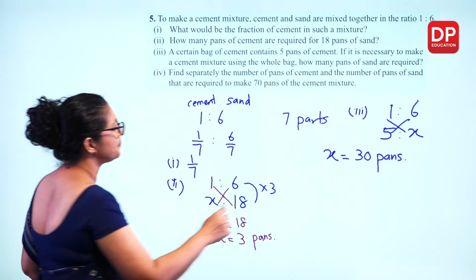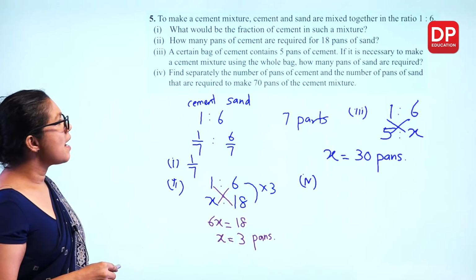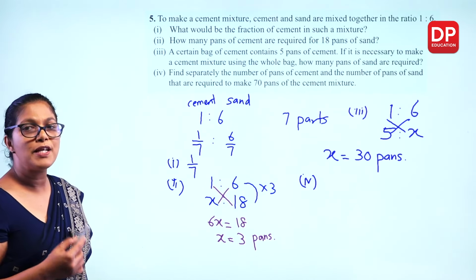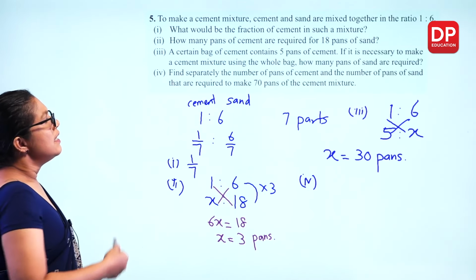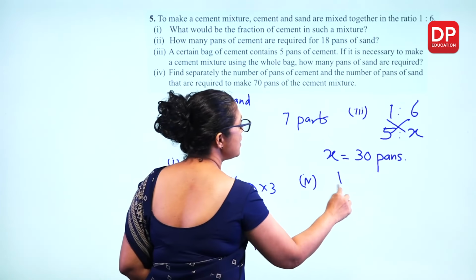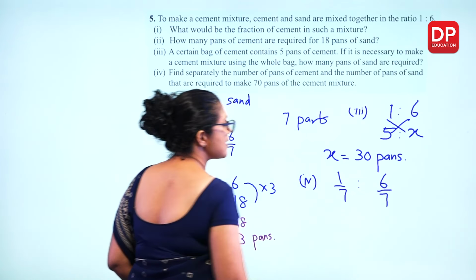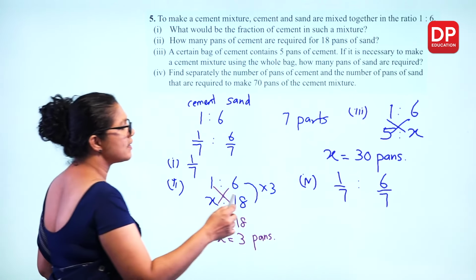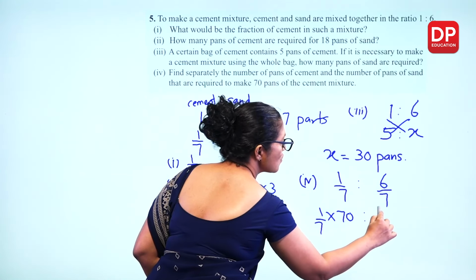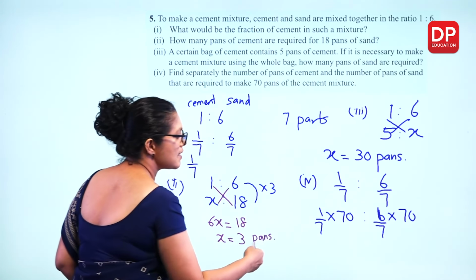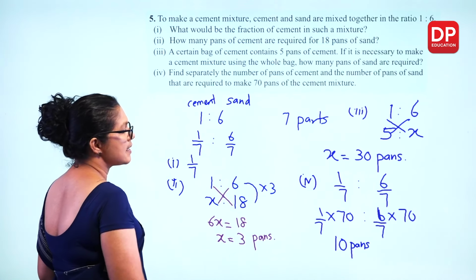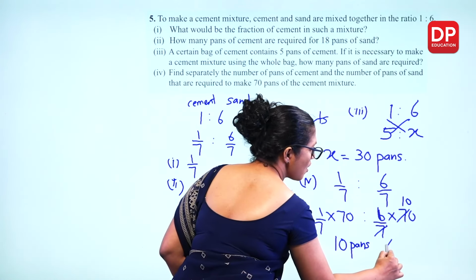Now look at the fourth part. Find separately the number of pans of cement and the number of pans of sand that are required to make 70 pans of the cement mixture. So they have given the total amount of the mixture as 70 pans. But we know the fractions of cement to sand are 1 over 7 and 6 over 7. So if the total number is 70 pans, we can straight away find out by multiplying by 70. So 6 over 7 multiplied by 70. What's this value? 70 divided by 7. This is 10 pans of cement, and when you simplify this, you get 60 pans of sand.